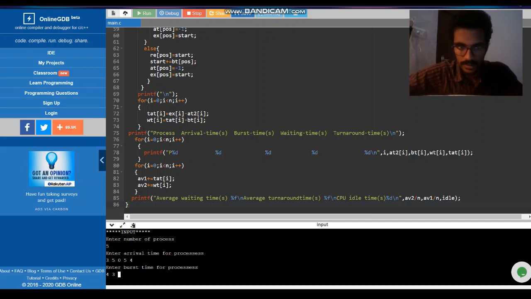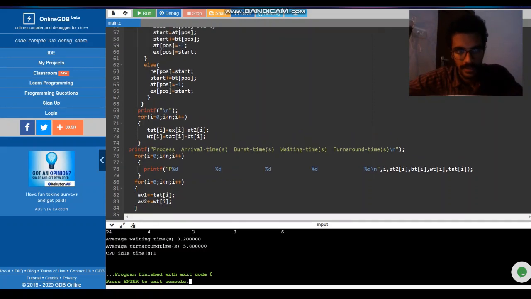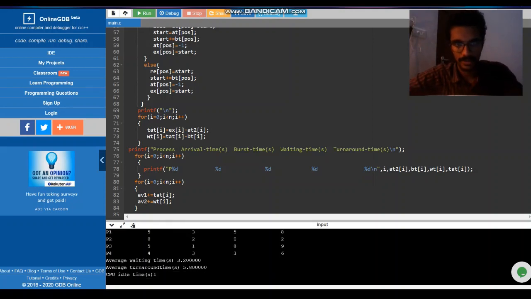3 2 1 3. Yep, and here comes my timing program. The waiting time, and here's my average time, the burst time, the waiting time, and the turnaround time all get computed, and the average waiting time is 3.200, and the average turnaround time is 5.800.